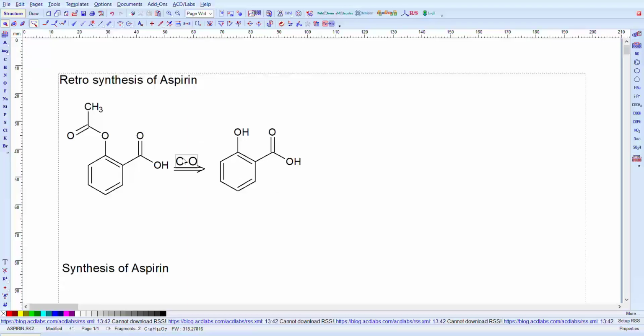Then again you make a disconnection of the CC bond from here, and from the CC bond disconnection we get a phenol. That is quite interesting. So again take a disconnection arrow, and write down CC bond disconnection. Then you have to select only that portion, and just remove this if you don't want it. Copy that and paste it here. This is phenol, our starting material.